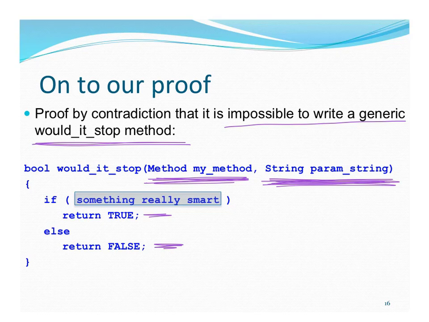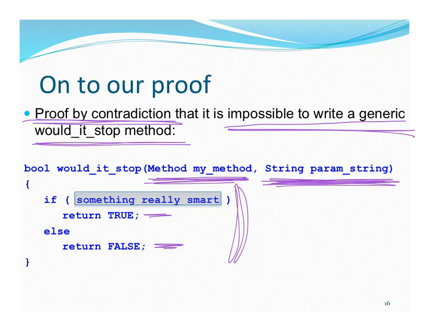And I'm trying to prove that we can't write this generic would it stop method that works for any parameters. I'm going to do a proof by contradiction, which is really fun, right? That adds to the fun of this because proof by contradiction is just a great proof technique. So what do I mean it's impossible to write this method? Didn't I just write it? And hopefully you're not saying yes, right?